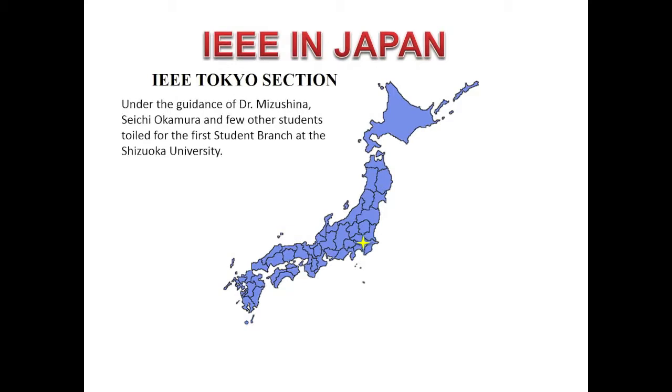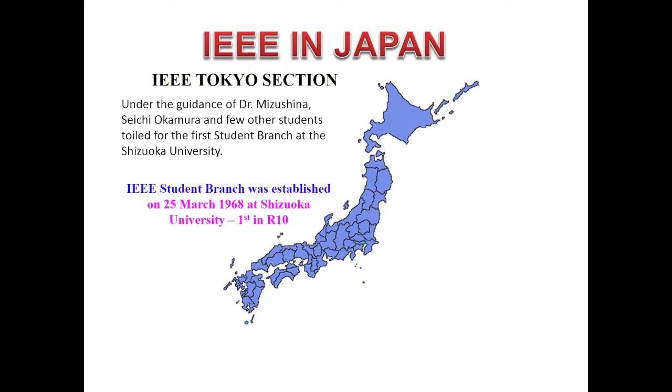The first student branch in Region 10 was also formed under the Tokyo section. Dr. Shizuo Mizushina, a lecturer at Shizuoka University, motivated students to form the student branch. Under his guidance, Ichiya Kamaru and a few other students undertook the task, which led to the formation of the student branch on the 25th of March, 1968.